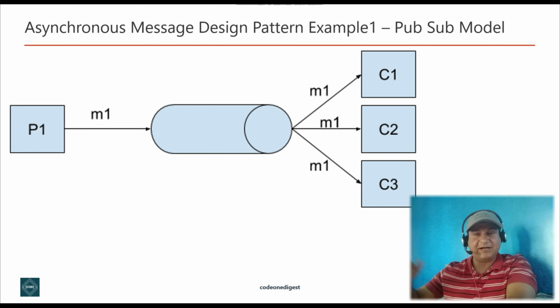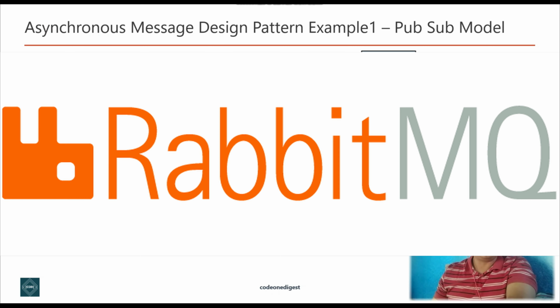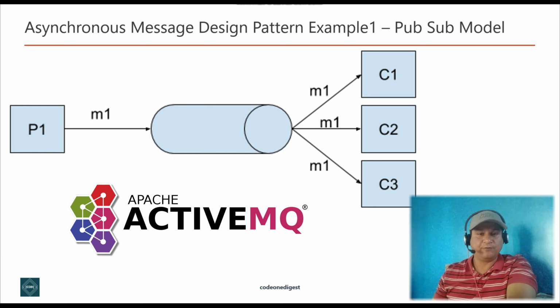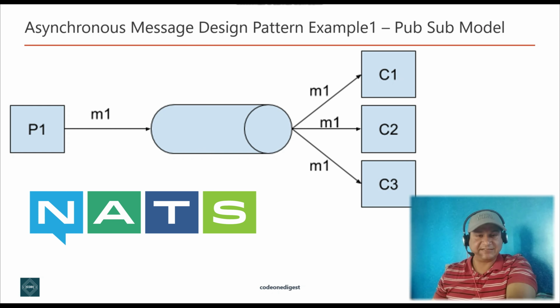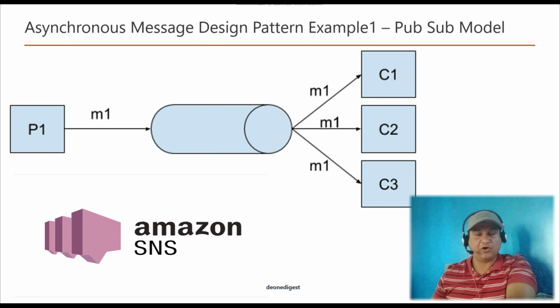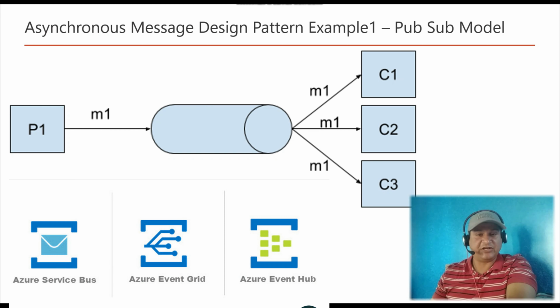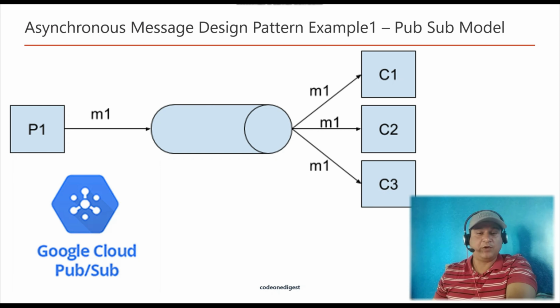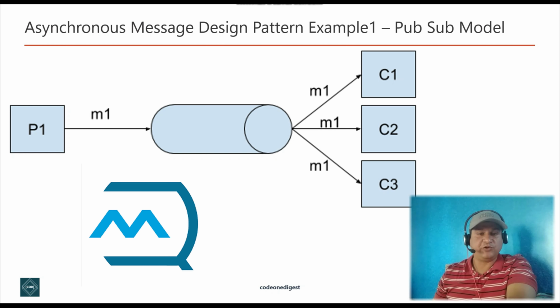Right, friends? There are multiple parties who are interested in receiving the same message. Hence, in this scenario, we should use the publisher subscriber pattern for asynchronous communication. And there are various message brokers available in the market to support the publisher subscriber model, like RabbitMQ, ActiveMQ, Kafka, NATS, AWS SQS or SNS, Azure Service Bus, Google Pub/Sub, and Anypoint MQ. And there are many more available.